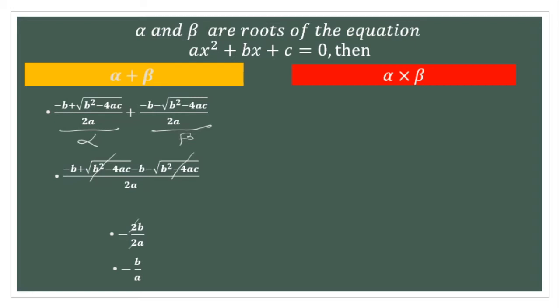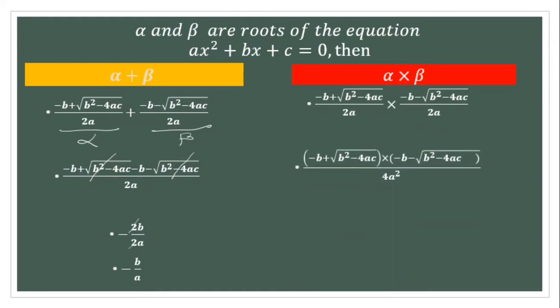Now let's see for alpha into beta. Okay, so alpha into beta is this. Then the next step is multiplication of numerator with numerator and denominator with denominator. So we get this next step. In the third step we will get b square minus bracket b square minus 4ac upon 4a square. Okay, so how to simplify this? Okay, now it is very easy.